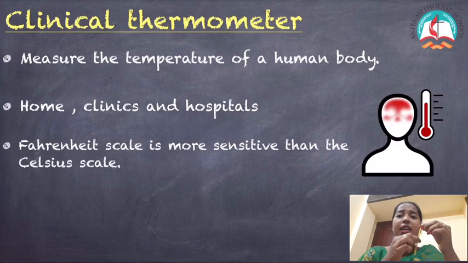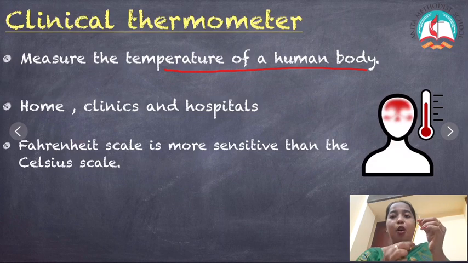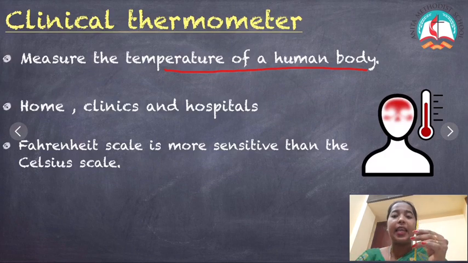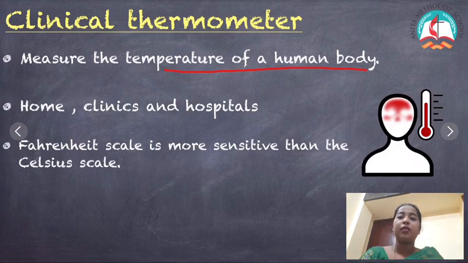It is a long, narrow glass tube. Look at this thermometer. It is a long, narrow glass tube with a bulb. This is a bulb. Can you see? This is a bulb containing mercury at the end. In a clinical thermometer, there is a temperature scale on either side of the mercury thread, one in the Celsius scale and the other in the Fahrenheit scale. The Fahrenheit scale is more sensitive than the Celsius scale. So the body temperature is measured in Fahrenheit only.